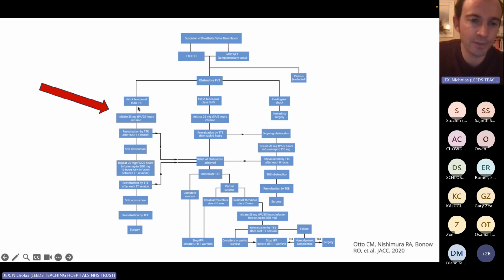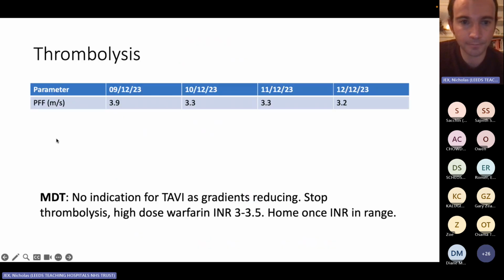In our case, the patient was felt to be NYHA class 2, so we went for a protocol of 25 milligrams TPA over 25 hours with a repeat echo every day, with the patient monitored on CCU. So that's what we did. Over the course of 4 days, this was the changes in the patient's peak forward flow. If you think, the peak gradient was 5.7 on the 5th of December, you can see things improved and then steadily fell over 4 days.